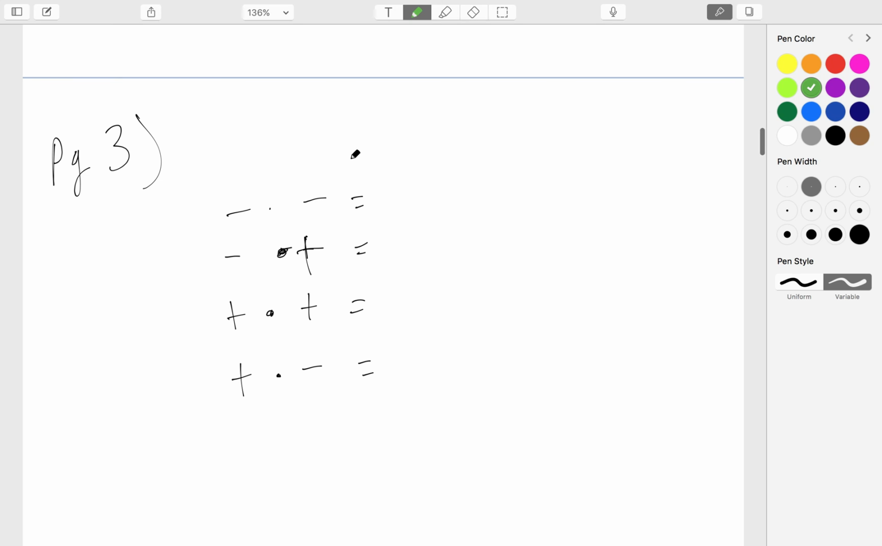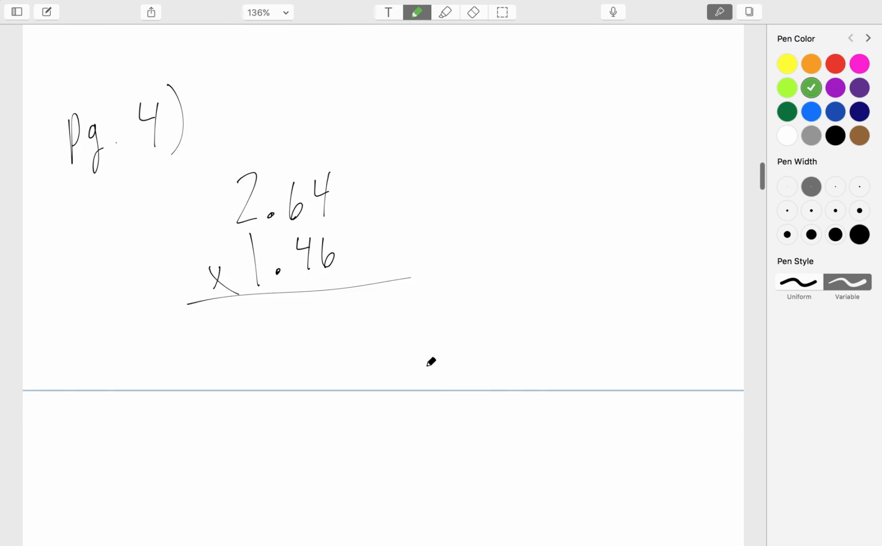Page 3, I simplified it a little bit. All you need to know is negative times negative is positive, and negative times positive is a negative, positive times positive is a positive, and positive times a negative is a negative.